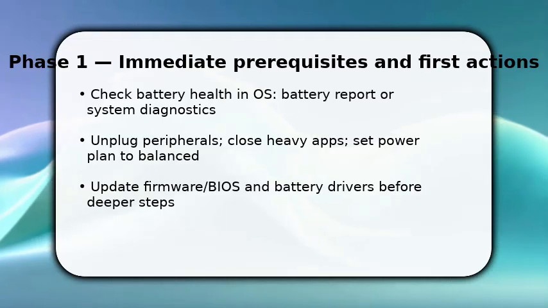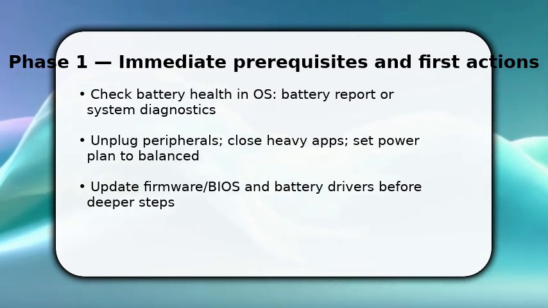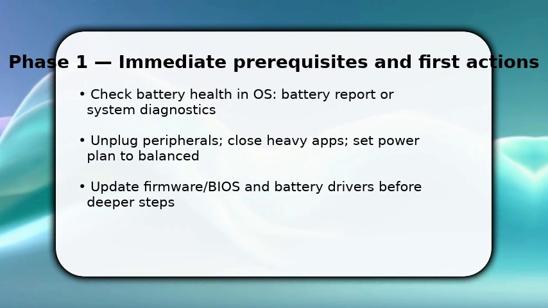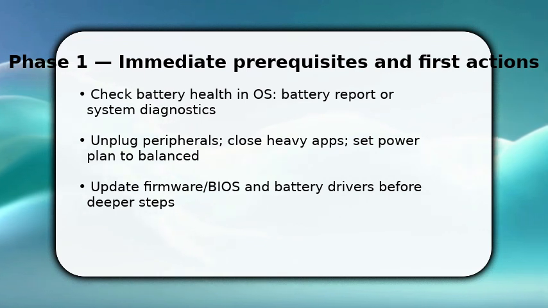You begin by verifying prerequisites and taking the first actionable steps. Open your system battery report and note health percentage and charge cycles. Once done, unplug all external drives and close CPU-hungry apps so measurements are accurate. Make sure power plan is set to balanced.